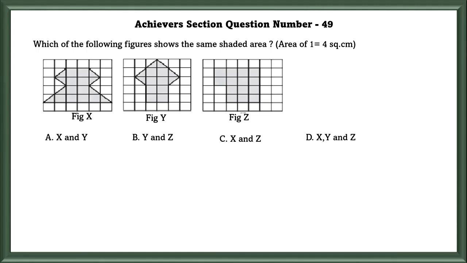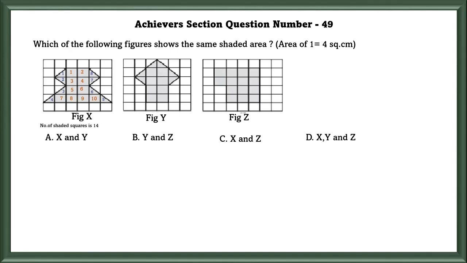Achiever Section question number 49. Which of the following figures shows the same shaded area? Area of 1 is equal to 4 square centimeter. First, let us see figure X. In figure X, we can see that there are 10 full squares and there are 8 half squares, which is equal to 4 full squares. So the total number of squares in figure X is equal to 14.